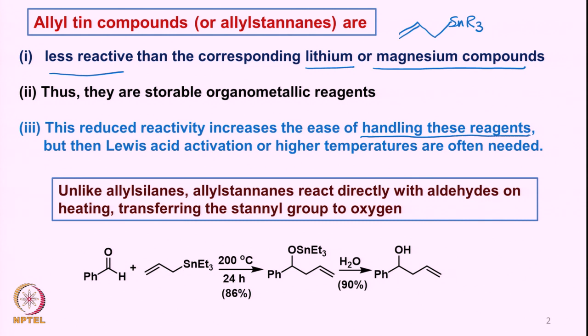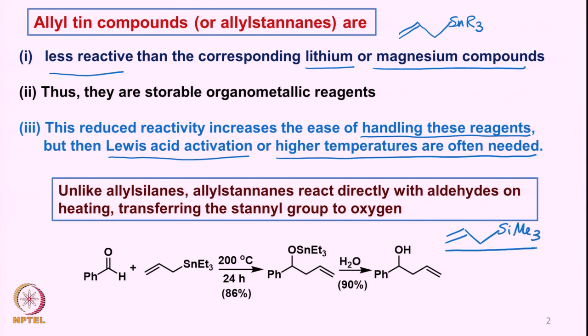As you can imagine, it is much easier to handle such compounds if they are relatively more stable and less reactive. However, we need Lewis acid activation, or we need high temperature. That is the only difference in comparison to allyl lithium or allyl magnesium compounds. So for example, unlike allyl silanes, allyl stannanes react directly with aldehydes on heating. Allyl silanes, which we will take up a little later, of this type, require Lewis acid. In comparison, allyl tin compounds of this type do not necessarily require Lewis acid, but can also be allowed to react with aldehydes at high temperature to form this type of intermediate.